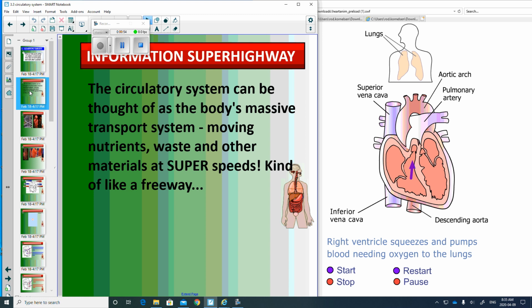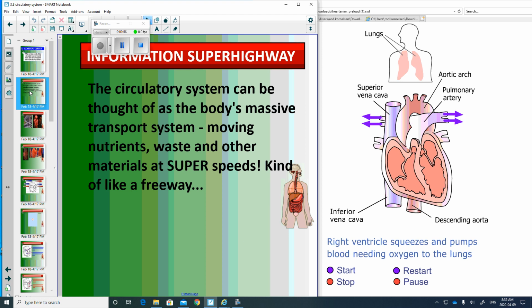Circulatory system can be thought of as the body's massive transport system, moving nutrients, waste, and other materials at super speeds, kind of like a freeway.